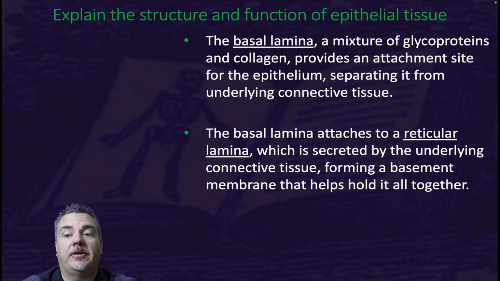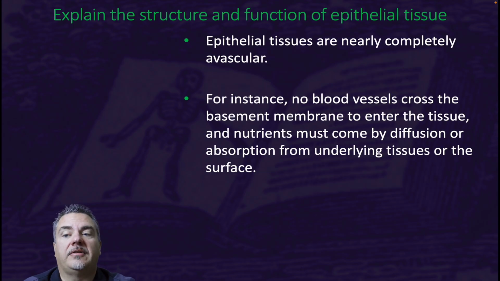The basal lamina, a mixture of glycoproteins and collagen, provides an attachment site for your epithelium, separating it from underlying connective tissue. The basal lamina attaches to a reticular lamina, which is secreted by the underlying connective tissue, forming a basement membrane that helps hold it all together. Epithelial tissues are nearly completely avascular. For instance, no blood vessels cross the basement membrane to enter the tissue, and nutrients must come from diffusion or absorption from underlying tissues or the surface.